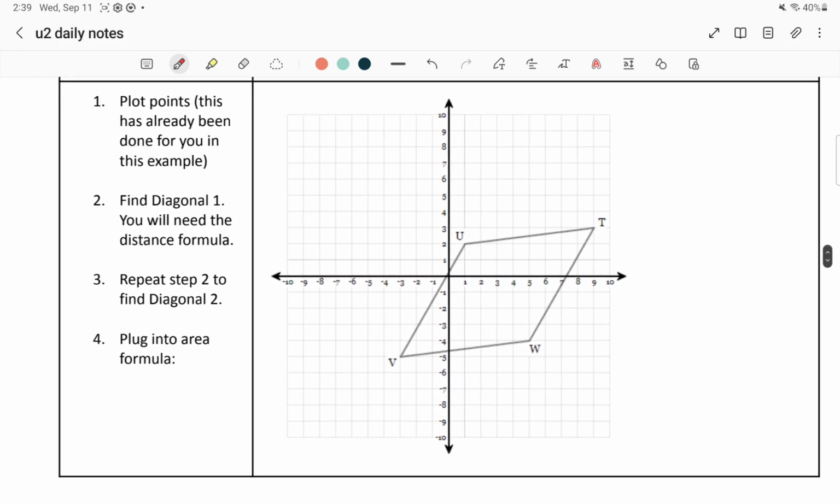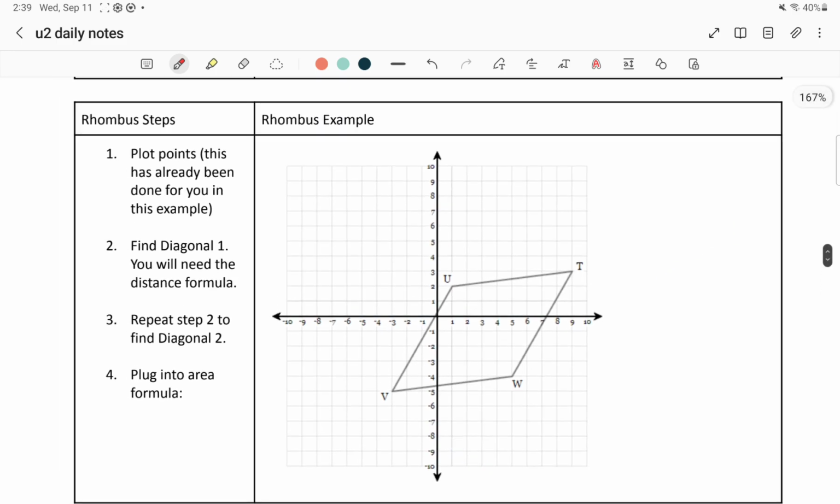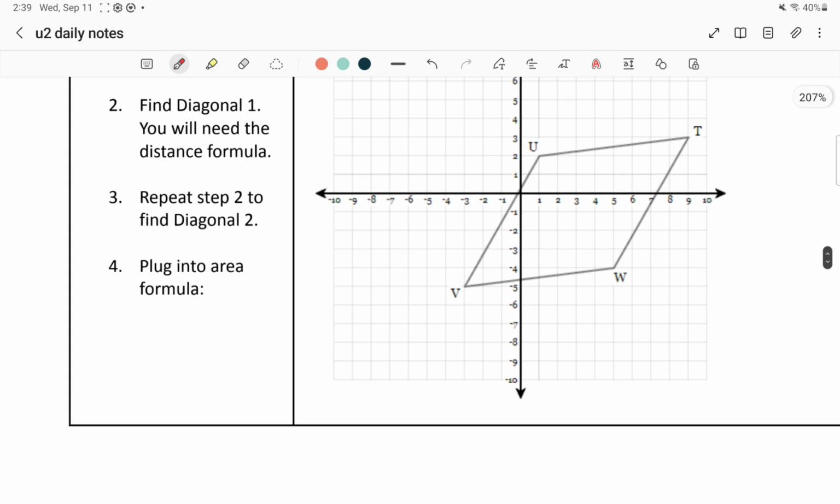A rhombus. A rhombus is a special kind of parallelogram, which is why it has a special area formula. Let's write it right here. 1/2 times, we're going to say D1 for diagonal 1, times D2. The question becomes, what does that mean?